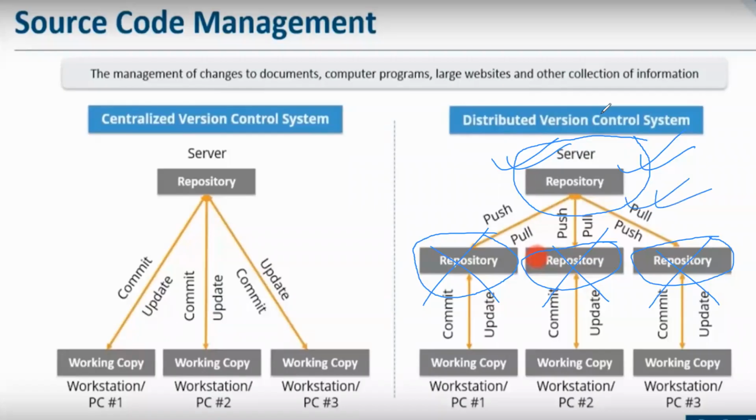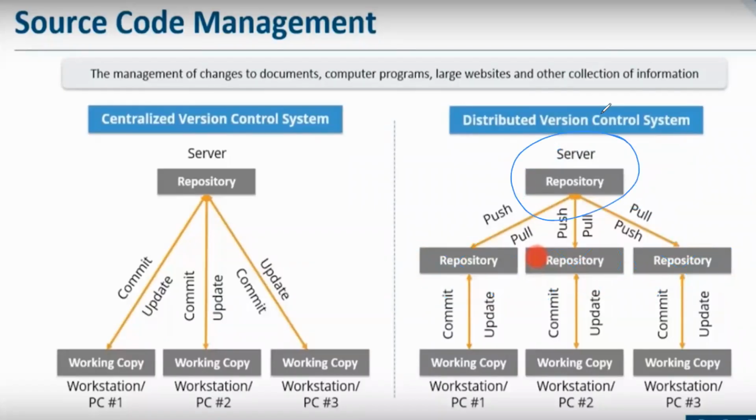What if the top one only fails? If this fails, then he can take it from here. So I am maintaining multiple copies of the file. And because I am maintaining multiple copies of the file, I always get the latest.